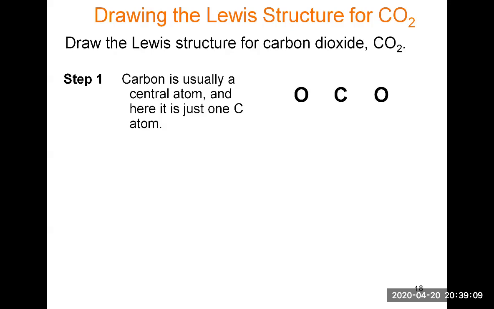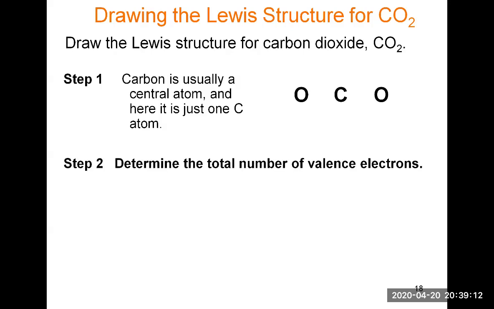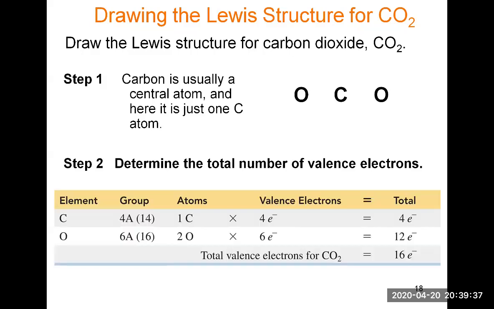The second step is to calculate the total number of valence electrons that we can distribute. We have one carbon. Carbon from group 4A brings 4 valence electrons. So that's 4 from carbon. And we have 2 oxygens from group 6A. They bring 6 valence electrons each. 2 times 6 is 12, plus 4, sorry, is 16 valence electrons in total for CO2.